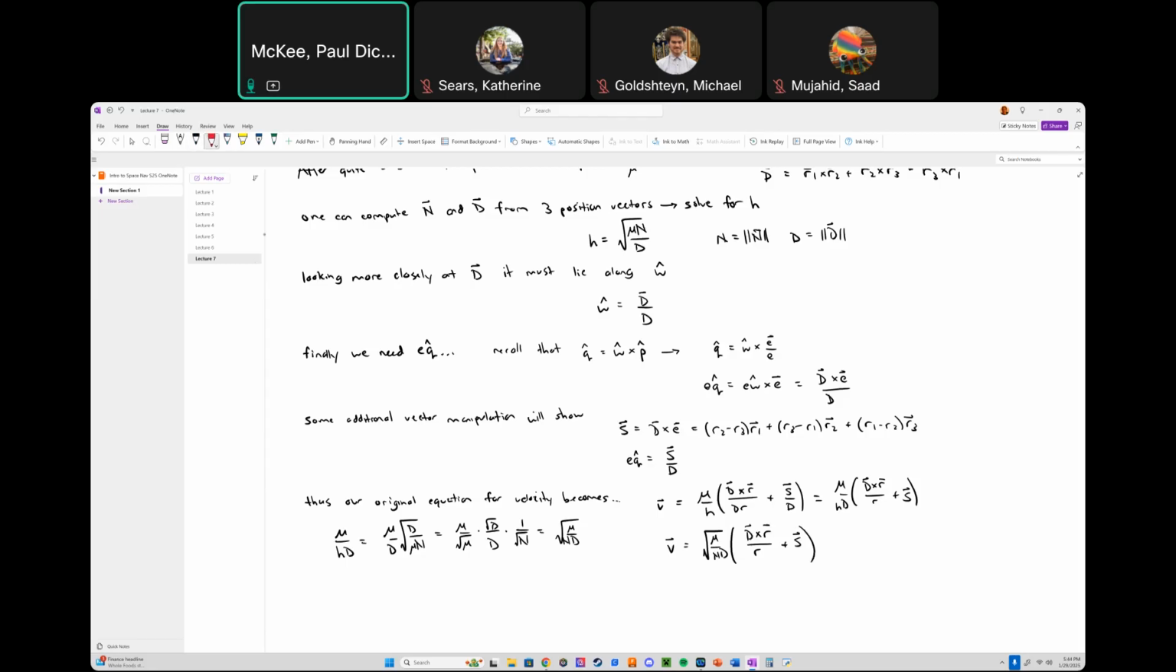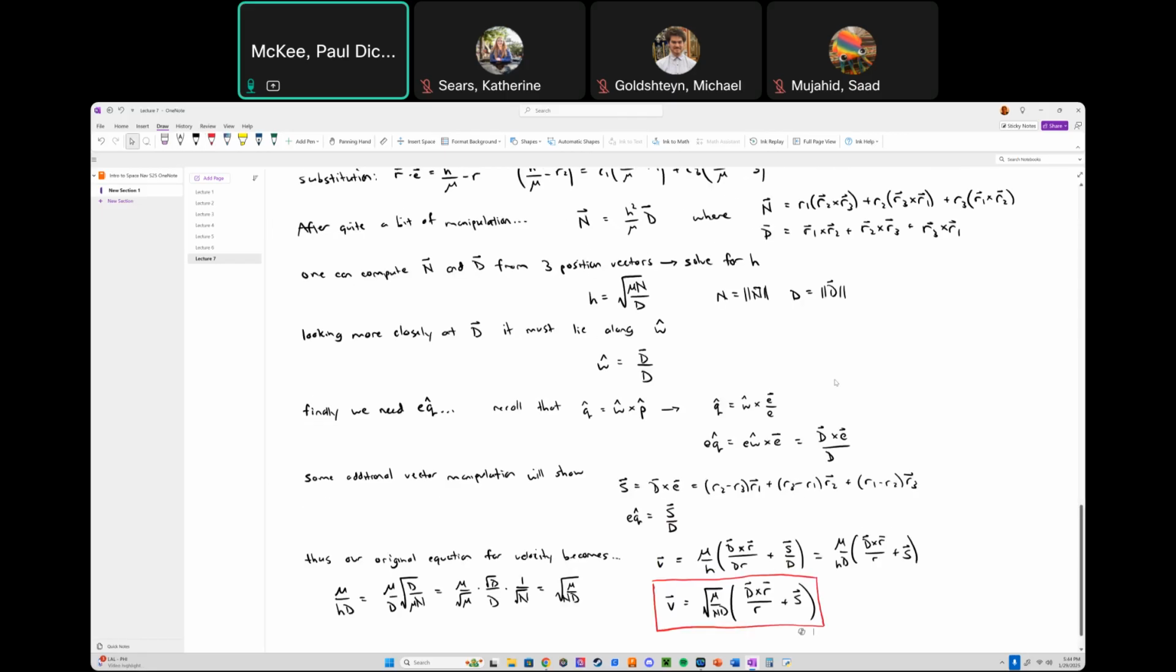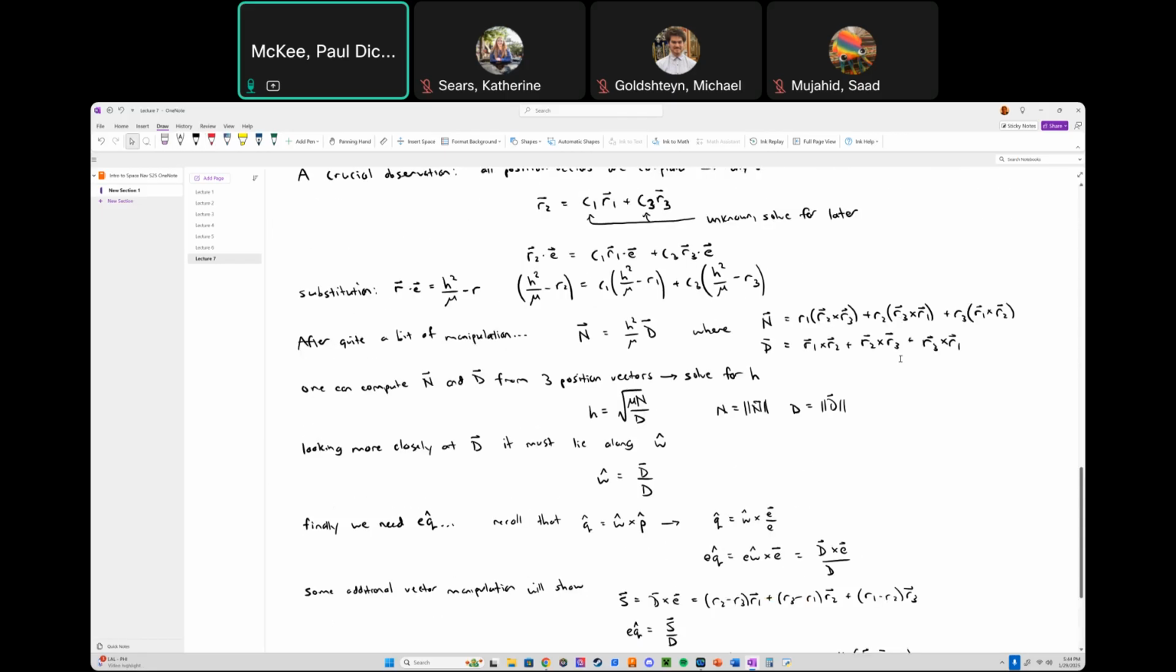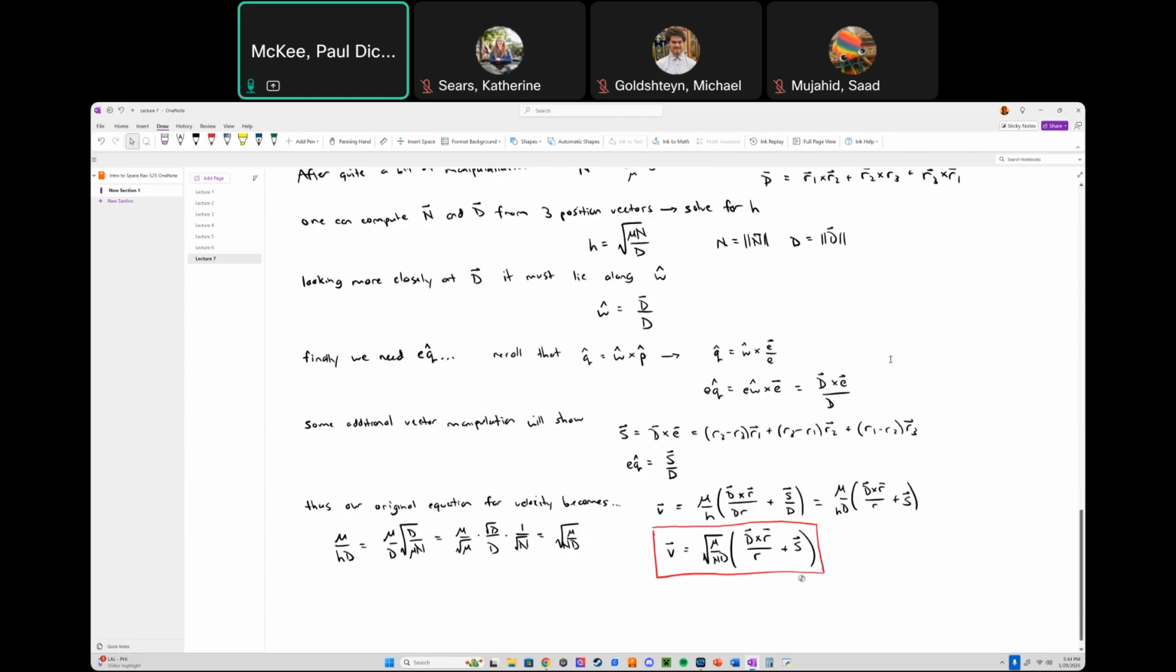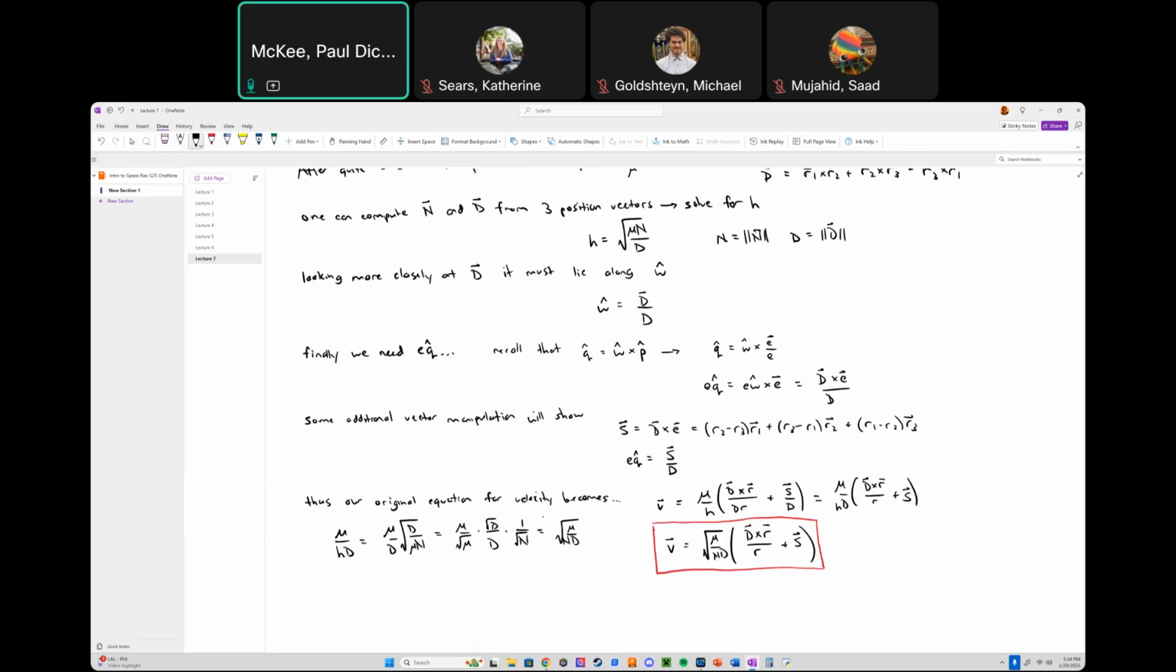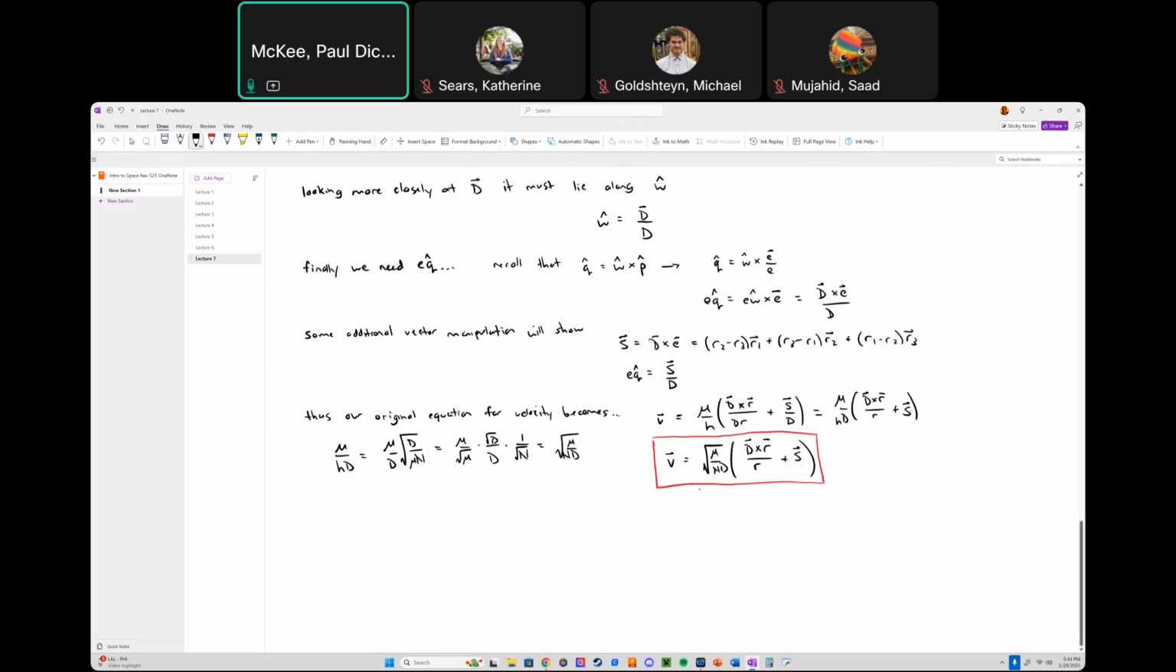Final answer. So now, for any one of the positions, you can find the associated velocity. And all you need is N, D, and S. But S is just some clever combination of the position vectors. N is some clever combination of the position vectors, and D is some clever combination of the position vectors. So when you're coding this up, which this is part of homework 1, it is the simplest thing. I think it's like 10 lines in MATLAB or Python.